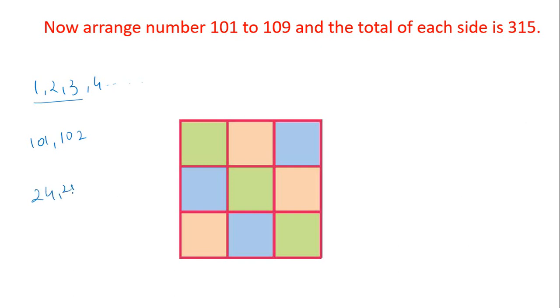Consecutive मतलब 24 25 26. एक ही लाइन में जो नंबर्स जा रहा है, ऐसे 9 नंबर्स, कोई भी 9 नंबर्स आप ले लीजिए, यहाँ पर ऐड कर सकते हैं. But here you have to use this number 101 to 109, and the totals of each side should come 315. You have to do it by your own.